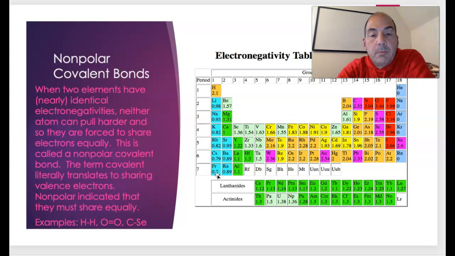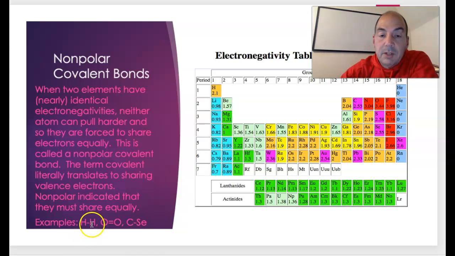Okay, when we're talking about nonpolar covalent bonds, we're assuming that the 2 atoms involved in this bond have nearly identical electronegativities. Okay? Neither one can pull harder than the other one, forcing them to share electrons equally. So, for example, if I were to talk about a hydrogen-hydrogen bond, an oxygen-oxygen bond, obviously the hydrogen-hydrogen, both of them are the same thing. Neither one should pull harder. Same thing with the oxygen-oxygen.